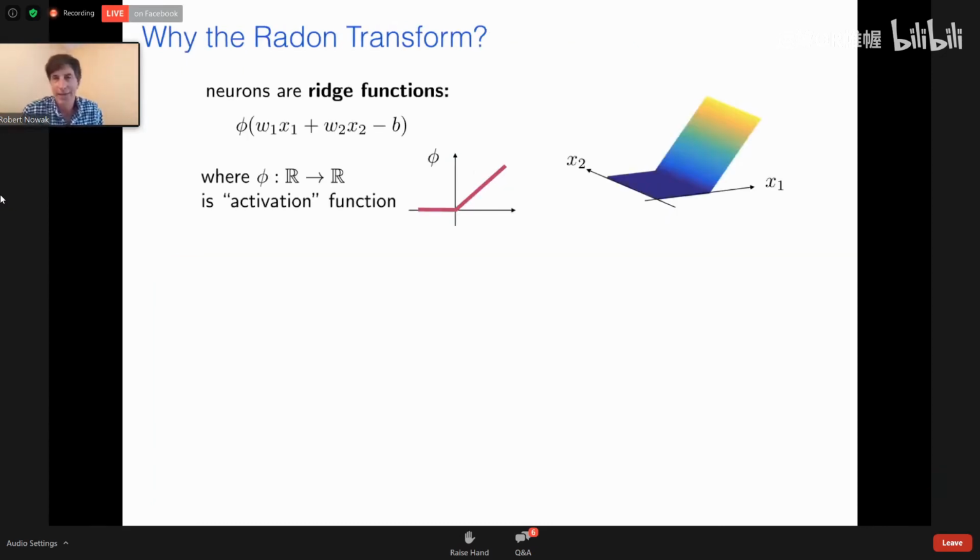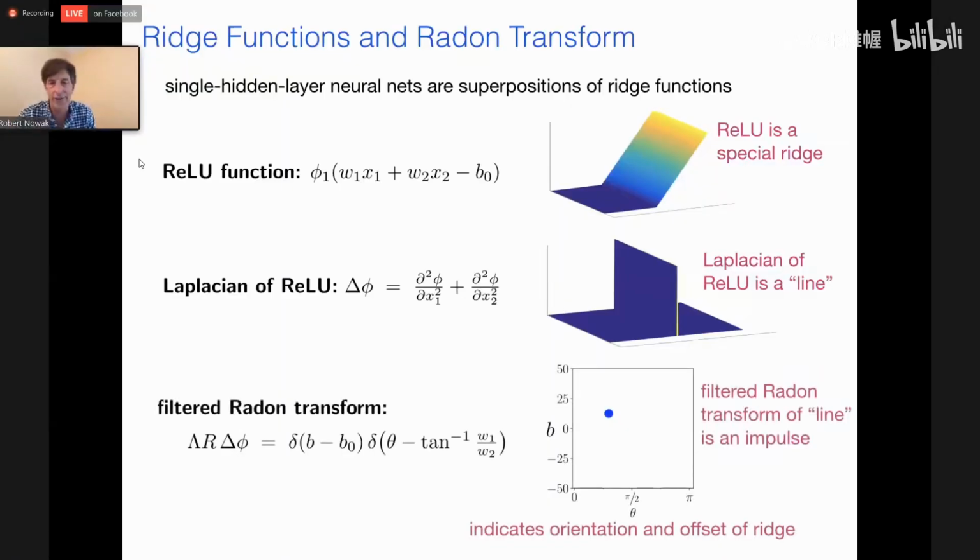So now I want to get back to this question of where does this Radon transform come in? Neurons in a neural network are special examples of a general class of functions known as ridge functions. I'm going to illustrate a ridge function here for the rectified linear activation function. What we're going to do is take an affine linear transformation of our input x1, x2. The filtered Radon transform of the Laplacian of a ReLU activation ridge is just an impulse in the Radon domain. And the location of that impulse indicates the angle or orientation and the offset or bias of that neuron.